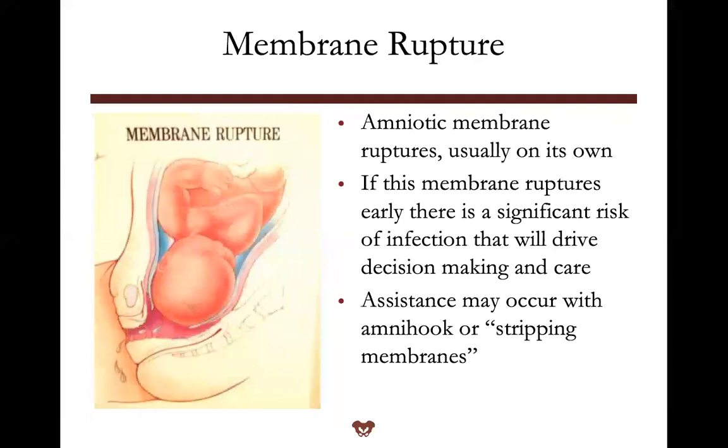Membrane rupture. So the amniotic membrane will often rupture on its own from the contractions pushing the fetal head against the amniotic membrane. But it can also be assisted with what's called stripping the membranes and with a device called the amni hook. So they can reach in and actually cause the membranes to rupture. If the membrane ruptures too early, there can be a risk of infection. So oftentimes, once the membranes have ruptured, they'll want the baby to be delivered within 24 hours to prevent infection.